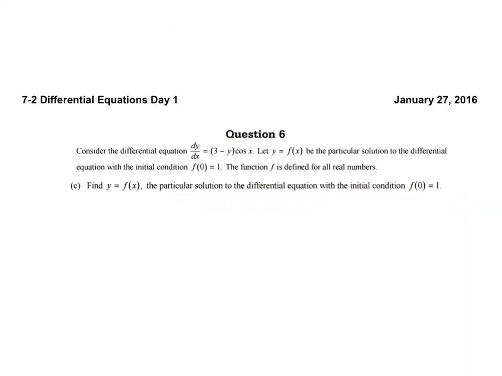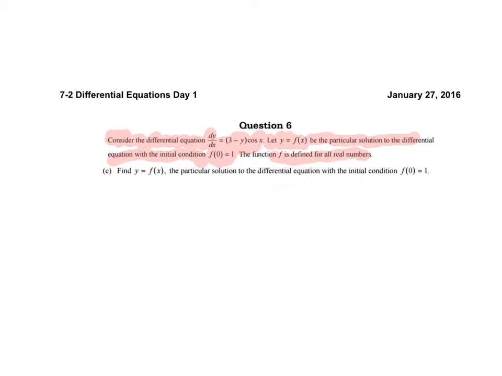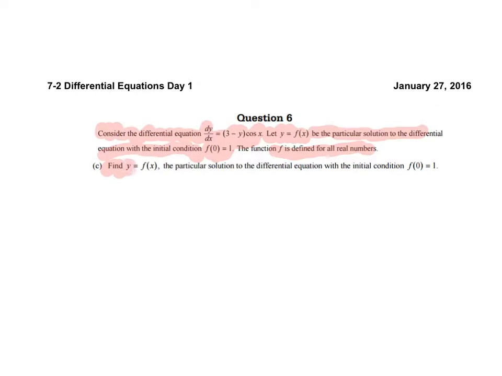Let's do the AP question. Consider the differential equation dy/dx equaling something with a y times something x. Let y equal f of x be the particular solution to the differential equation with initial condition. When you plug in 0, you get 1. The function f is defined for all real numbers. And then, I guess part C of it, find y equals f of x, the particular solution to the differential equation with initial condition. When you plug in 0, you get 1.